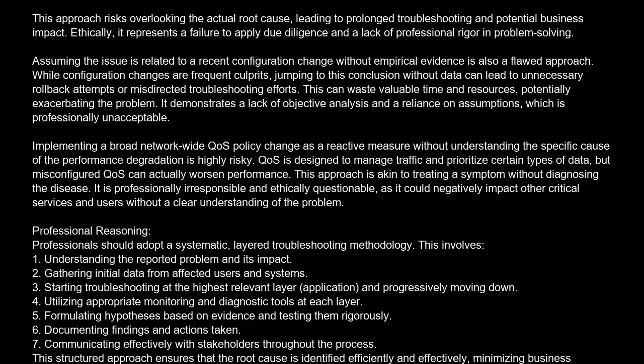5. Formulating hypotheses based on evidence and testing them rigorously. 6. Documenting findings and actions taken. 7. Communicating effectively with stakeholders throughout the process. This structured approach ensures that the root cause is identified efficiently and effectively, minimizing business disruption and upholding professional standards.